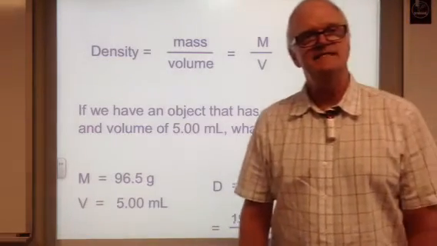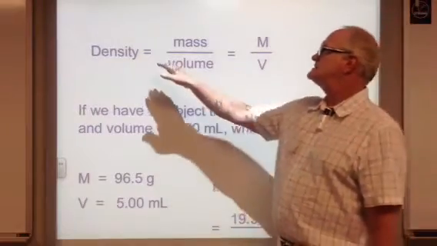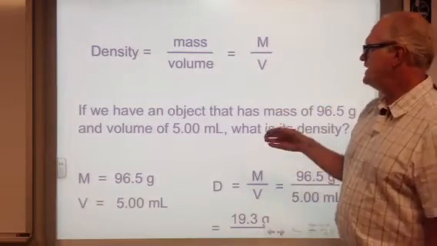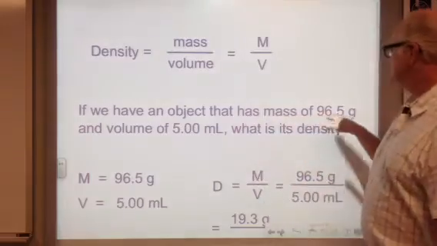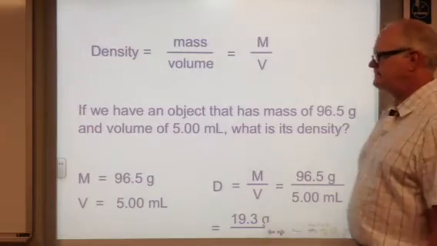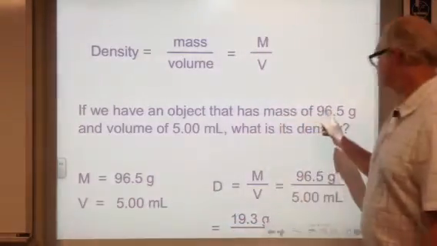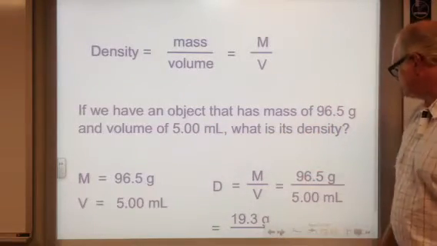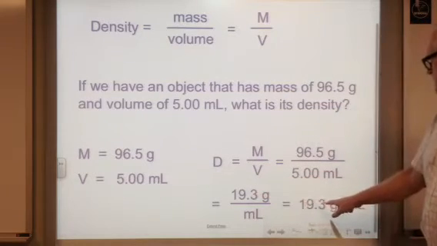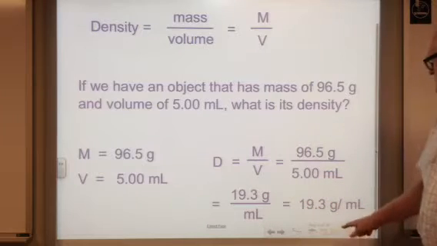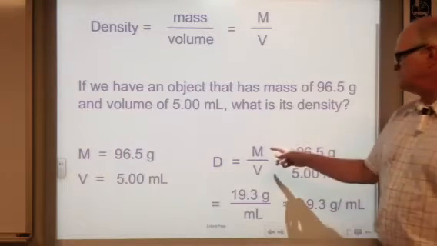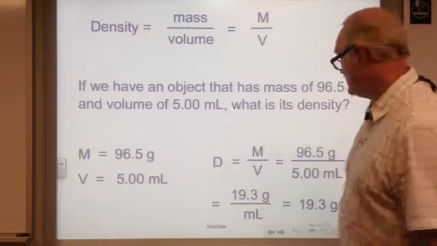So let's take our definition of density and turn it into a formula. Here it is. Density equals mass divided by volume, m over v. So for example, suppose we have an object that has a mass of 96.5 grams and a volume of 5 milliliters. What is its density? Here's our m, here's our v from the problem. Density equals mass divided by volume. Do that calculation, we end up with 19.3 grams over milliliters, and we can write it this way, 19.3 grams per milliliter. You measured mass, measured volume, you can calculate density.